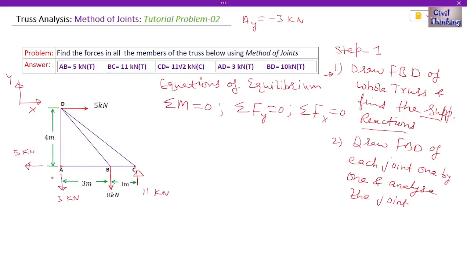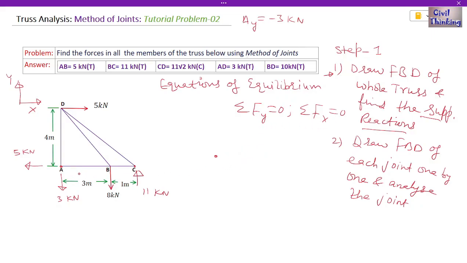Now let us begin with joint A. We have to draw the free body diagram of joint A. Now before that, because a joint is a simple point, right? It is only a point, and for a point we only have two equations of equilibrium. We have to remove this moment equation. For a joint, for a point, there are only two equations of equilibrium, so we will apply that.